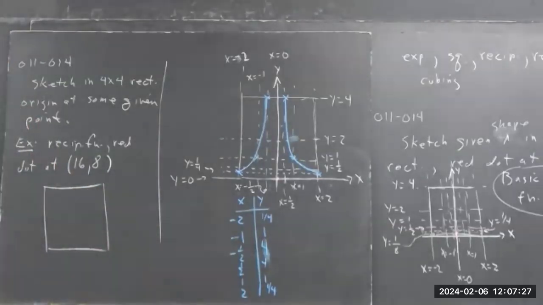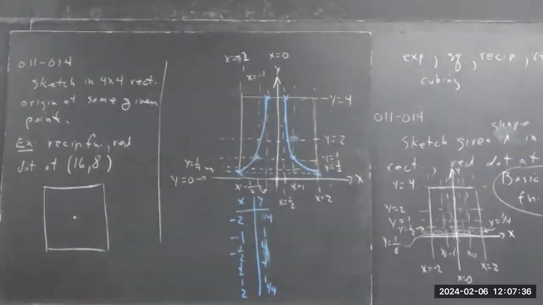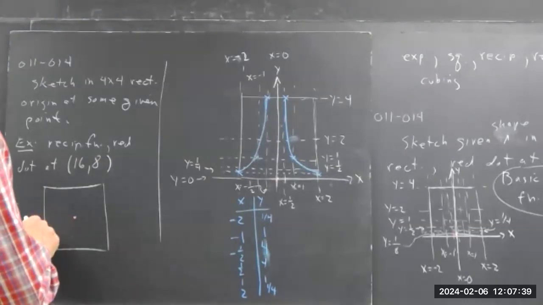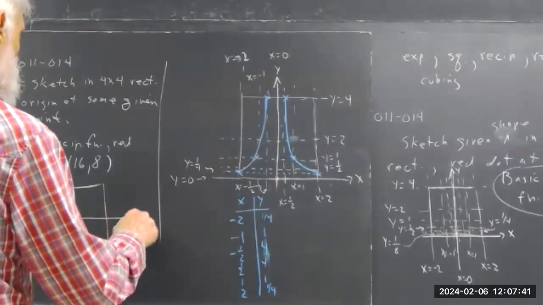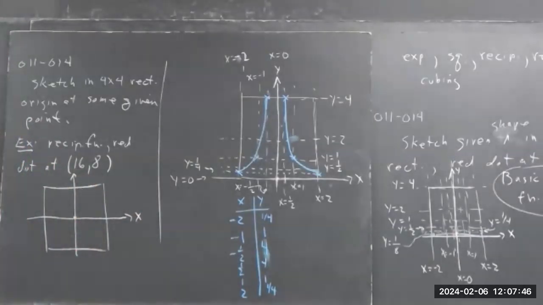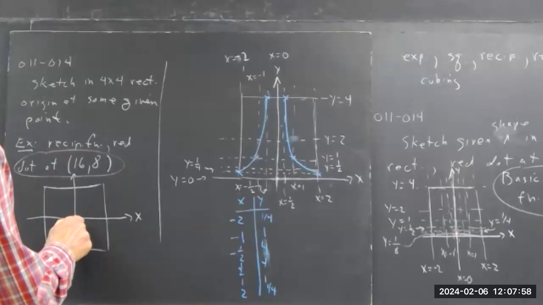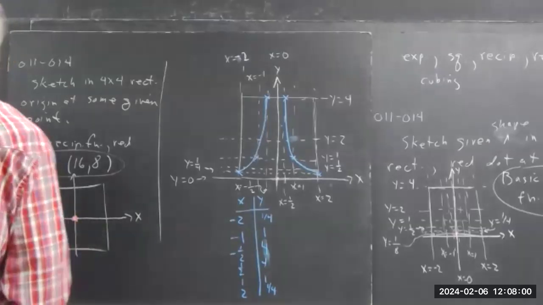Well, what am I doing? Well, under reciprocal function, find the center of the square. It's still a 4 by 4 square. So now I know where my x-axis is, and I know where my y-axis is. Okay, this point is 16.8. I'm not going to label it. You can see that red dot. I'm making it really clear.